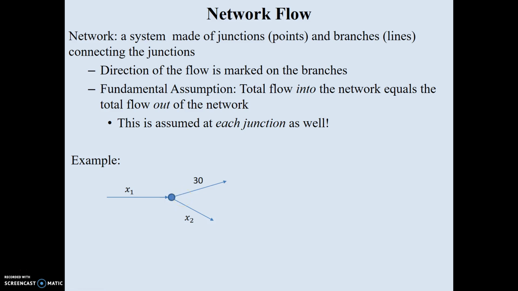And what we know is that whatever comes into our junction has to equal the amount of flow that goes out as well. And that's for the entire network as well as at each junction point. So if I look at this image, whatever inputs for x1, that total amount has to be the same output as 30 plus x2. So what I know is that x1 has to equal x2 plus 30. So say that I inputted 50 for x1, that would mean x2 would have to be 20 because 20 plus 30 has to equal 50.